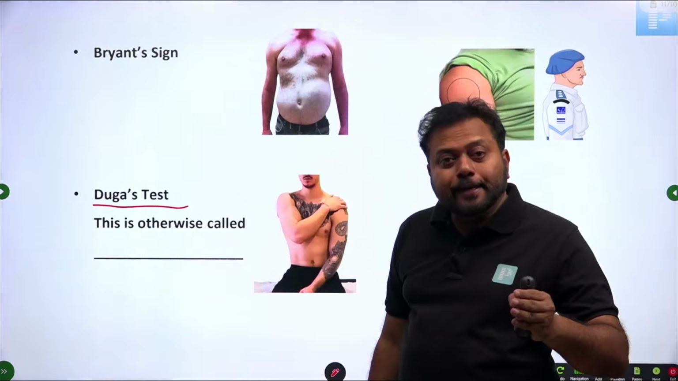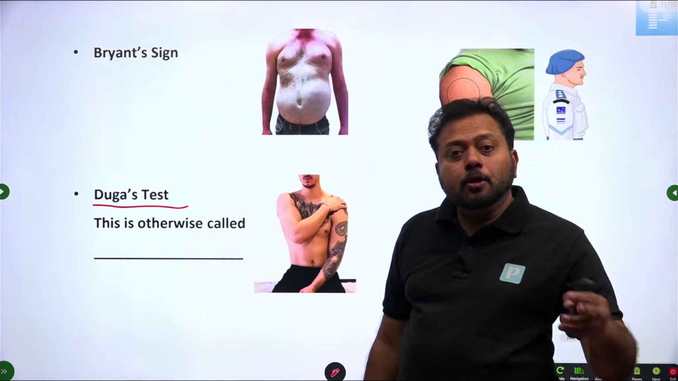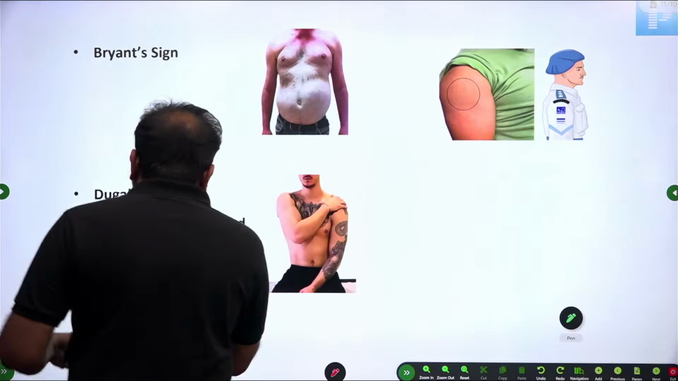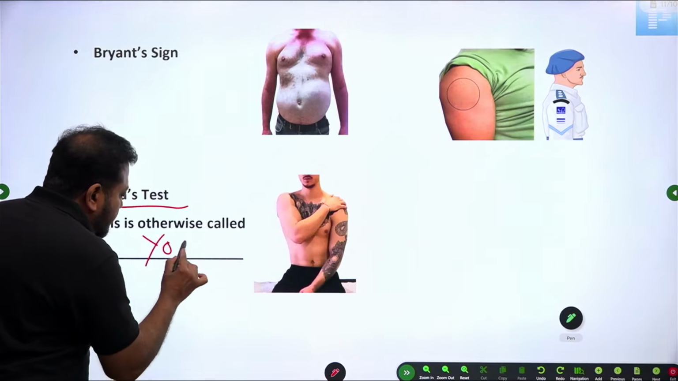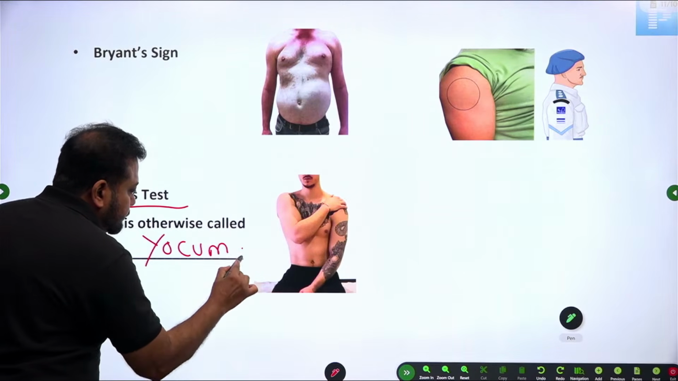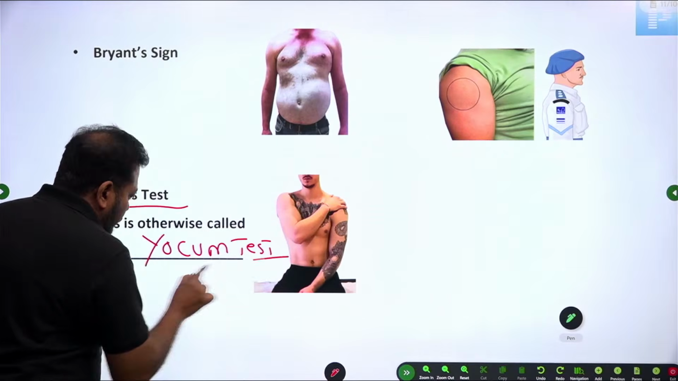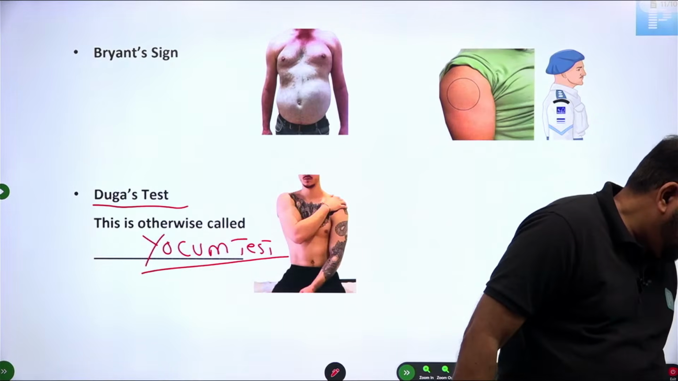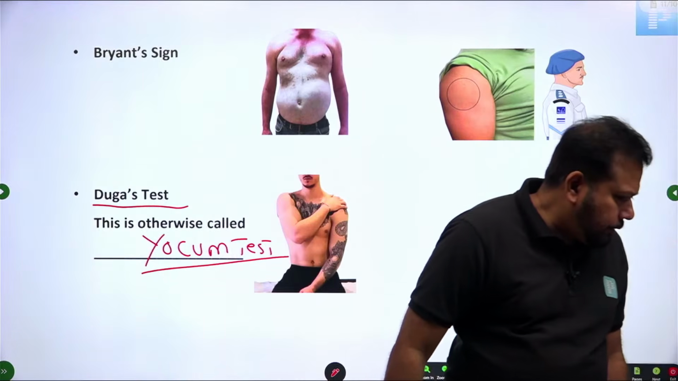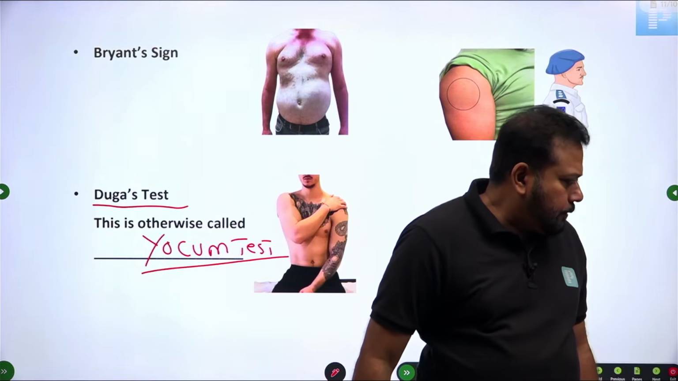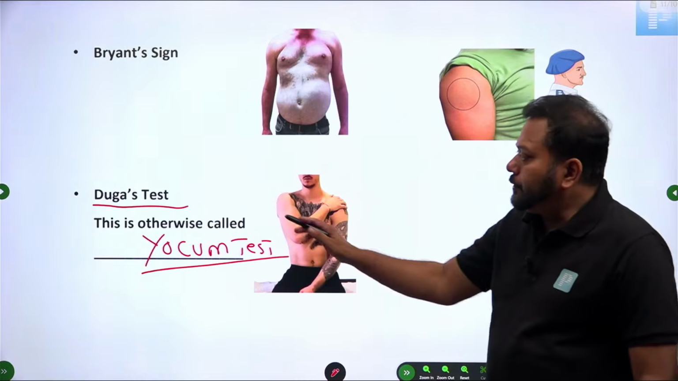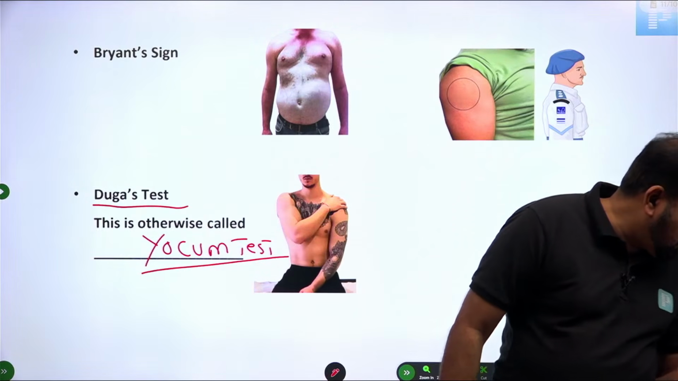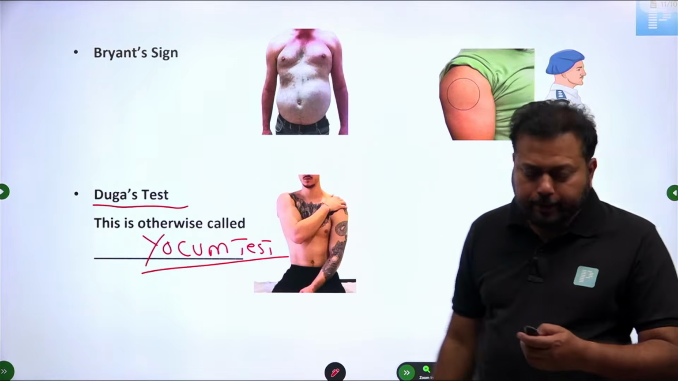Certain books use a different name for Dugas test. It has one more name, and it is better to know that name also. It is otherwise called Yoakum's test. So this is called Dugas test, otherwise called Yoakum's test.